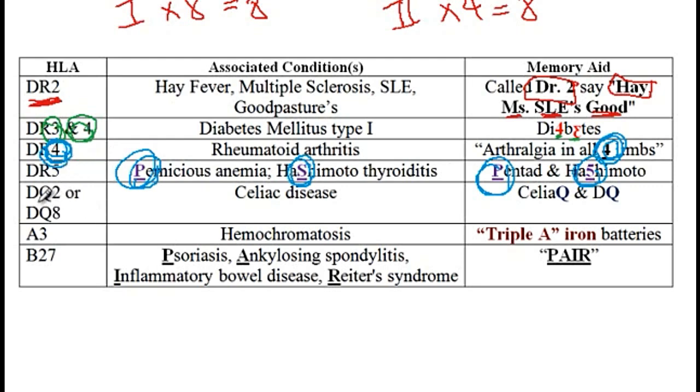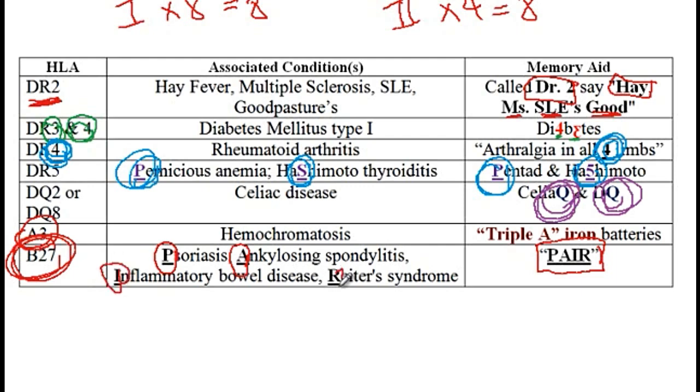As for DQ, whether it could be DQ2 or DQ8, it's associated with the celiac disease. So celiac, assume there's a Q in the end, goes for DQ, HLA subtype. A3 is associated with hemochromatosis, where there is a buildup of iron, so you can think of AAA iron batteries for A3 subtype. And then finally we have the B27, which is very important, and the mnemonic you can use is PAIR for psoriasis, ankylosing spondylitis, inflammatory bowel disease, and Reiter. So PAIR goes for B27. And that concludes our discussion.